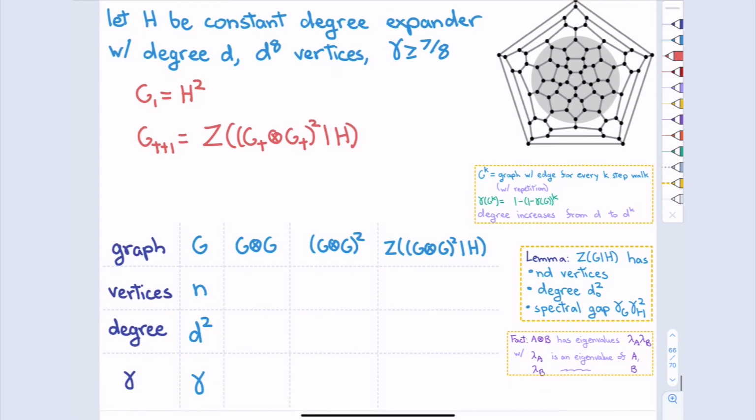All right, a lot of new stuff for a lot of us, but here's basically all the facts we need on the right. So what we're going to do is say, when I start at G and do one of these steps, how does everything develop? First, G has n vertices, degree D squared, partly because we did the zigzag product with H in the previous iteration, which leaves you with a graph of degree D squared, and spectral gap gamma. So what about G tensor G, how many vertices are in that graph?